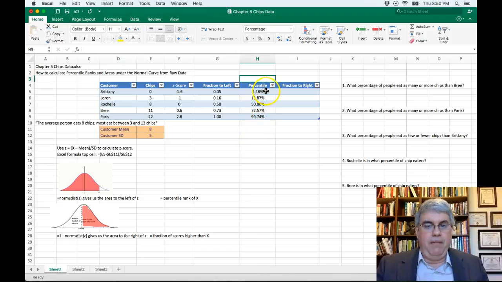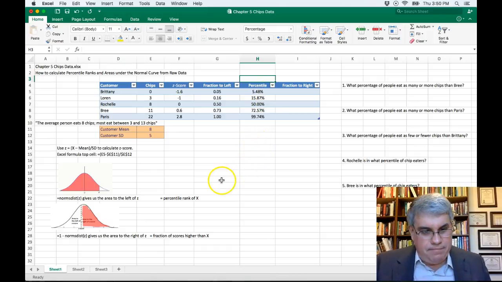Like Brittany's in the 5.48th percentile. Now, of course, since we're just using rough estimations for the mean and the standard deviation, we couldn't be so precise. We'd say, oh, she's in the 5th or 6th percentile. And that's how we could report that.